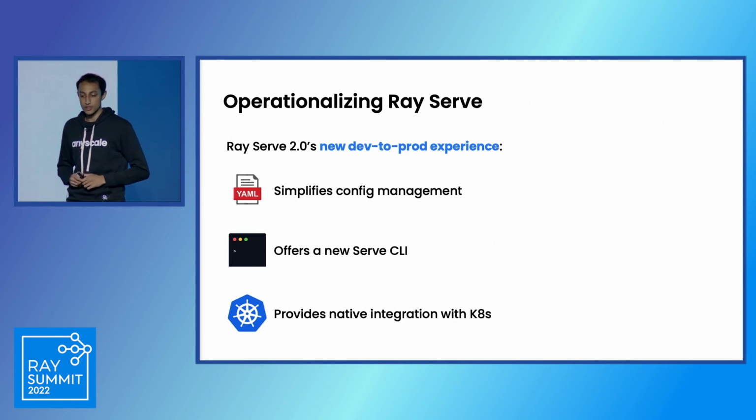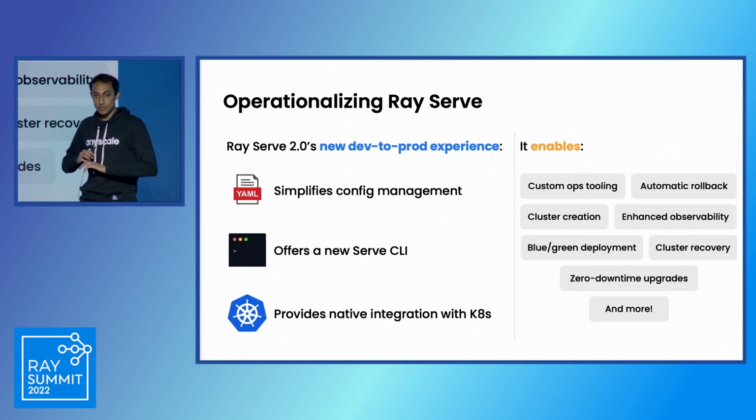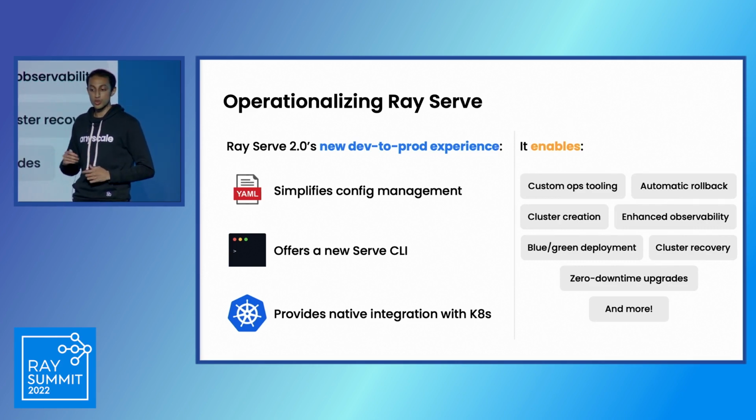And last but not least, we're providing native integration between Serve and Kubernetes. So you get all the benefits of Serve, including the simple API, the efficient compute, and the scalability, as well as all the cluster management features that Kubernetes provides. This enables a whole lot of great new features, including enhanced observability, blue-green deployment, zero downtime upgrades, and more.